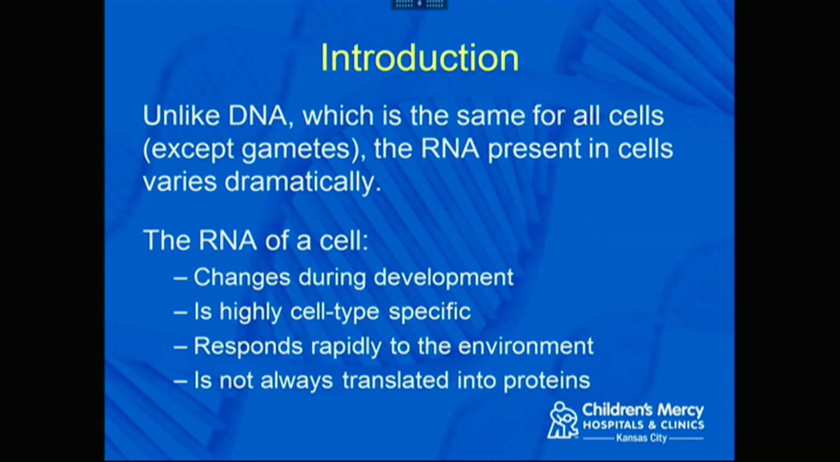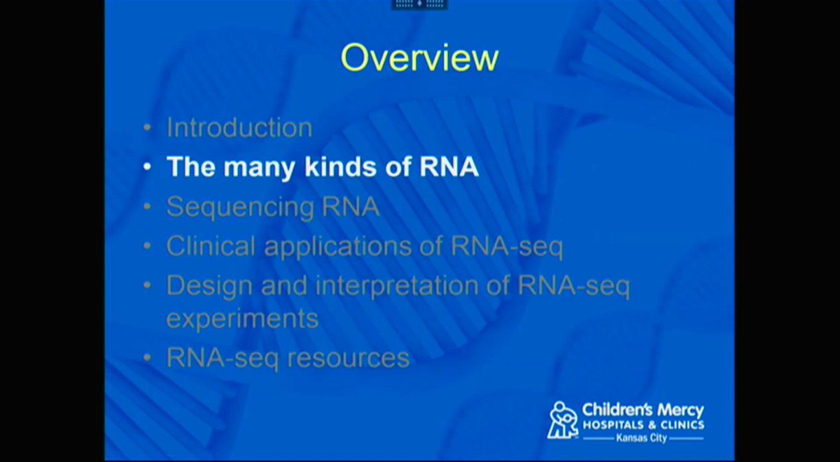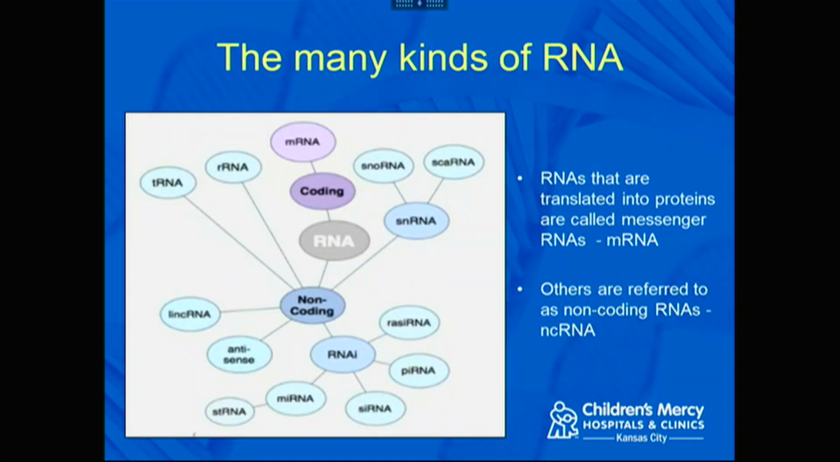So the fourth point here is that the RNA in your cells is not always translated into proteins. In fact, the vast majority of the RNA in your cells never becomes proteins. So that is a nice segue into the many different kinds of RNA. We generally group RNA molecules into two families. The first is coding RNA. This is the RNA that's eventually going to become proteins. We call it mRNA or messenger RNA. And then there is a large number of other molecules of RNA, which we group into this non-coding category, which I'll talk about in a minute.